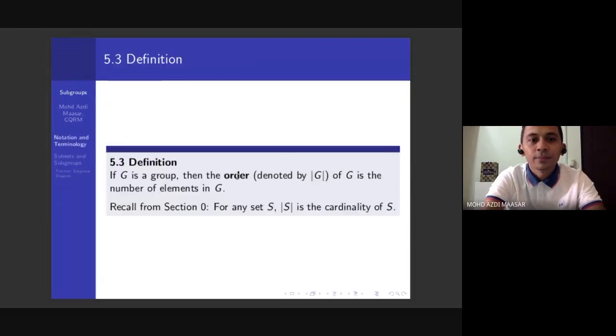For example, if we have our usual example from the past, integers modulo 4, it is a group under addition modulo 4. Because it is a finite group, we can easily find its order. So the order for integers modulo 4 would be 4. We have 4 elements in there: 0, 1, 2, and 3.